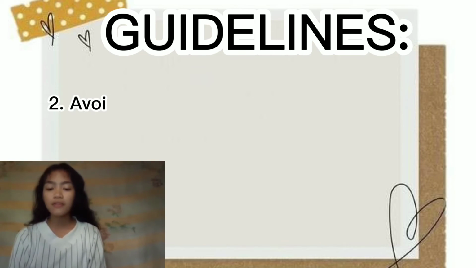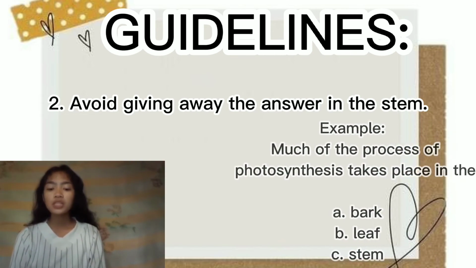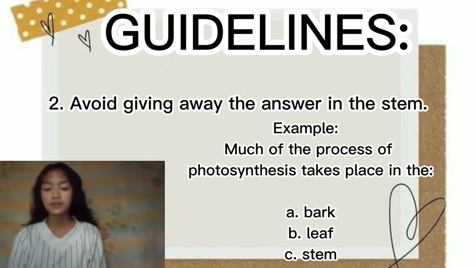Rule number 2. Avoid giving away the answer in the stem. Do not use modifiers that are vague and whose meaning can differ from one person to the next, such as much, often, usually, and etc. Example: much of the process of photosynthesis takes place in the A. bark, B. leaf, and C. stem. The qualifier much is vague and could have been replaced by a more specific qualifier like 90% of the photosynthetic process, or some similar phrase that would be more precise.